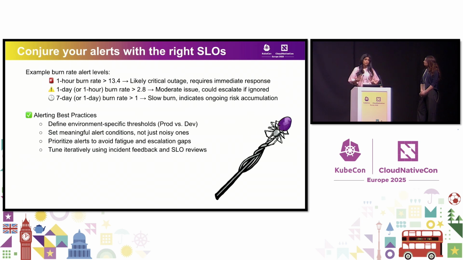Also, don't just fire an alert for any blip. Focus on meaningful, sustained violations and prioritize based on severity and impact. And finally, remember, alerting is not static. You'll need to tune it over time. Use data from your incident reports, postmortems, and SLO reviews to refine your thresholds and logic.